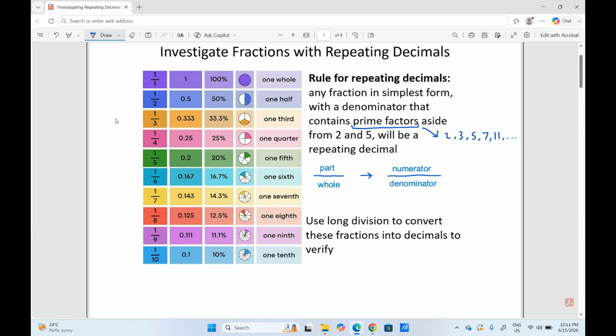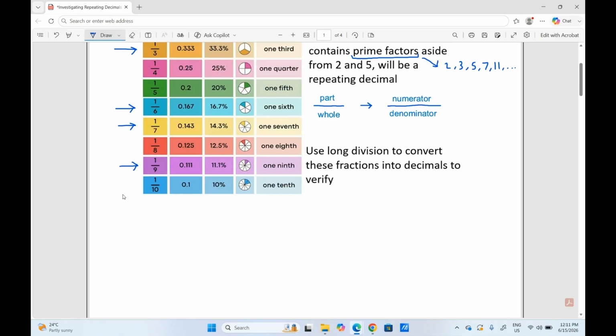So right now I can already tell you 1/3 is going to be repeating. Same with 1/6, 1/7, and 1/9, and I'll show you why. So let's say for 1/3. For 1/3, I want to consider the factors of 3 for my denominator.